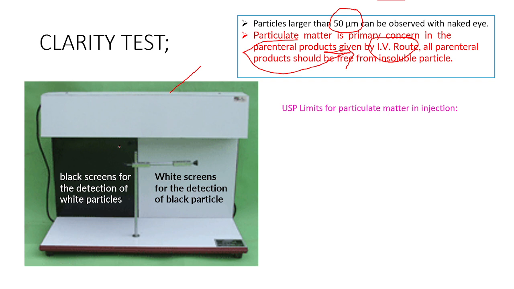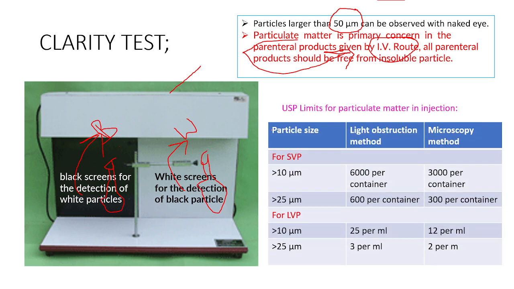It contains a black background and a white background. See, for what purpose we need to use this black background? For detecting the white colored particles. The white background can be used to detect the black colored particles. We just need to keep the ampoules here, and then detect if there is any presence of particulate matter.